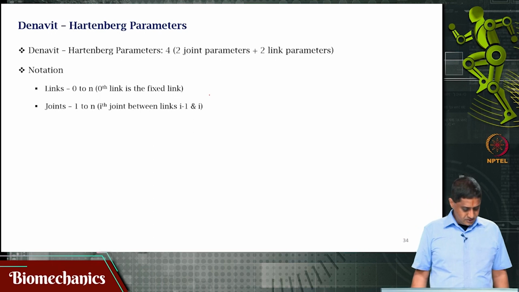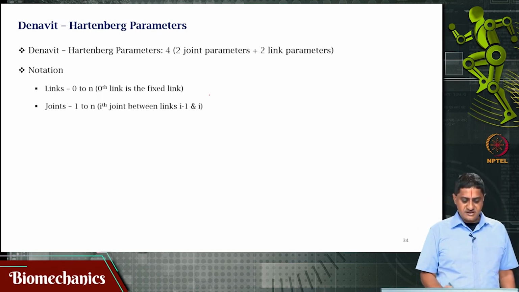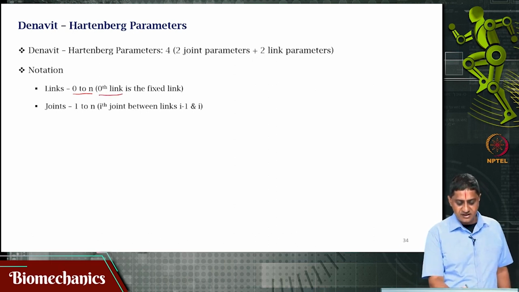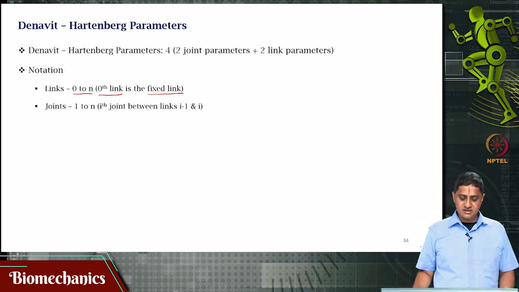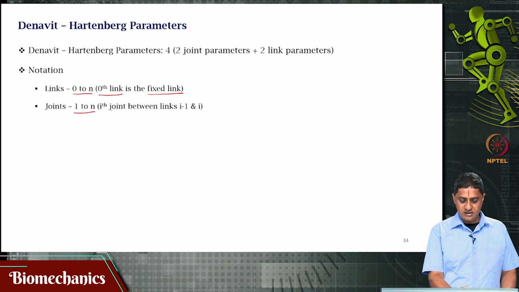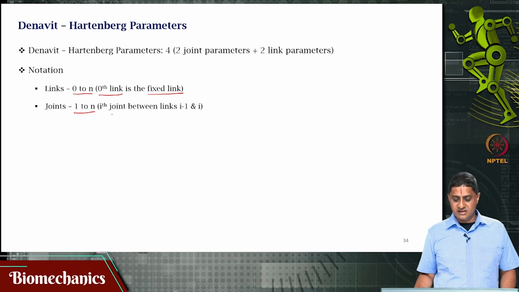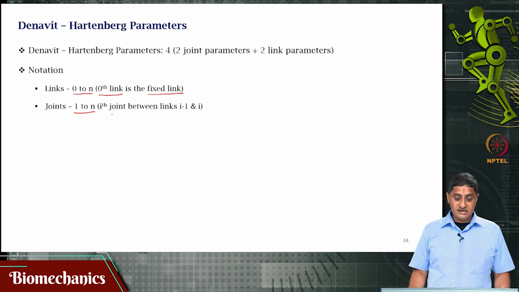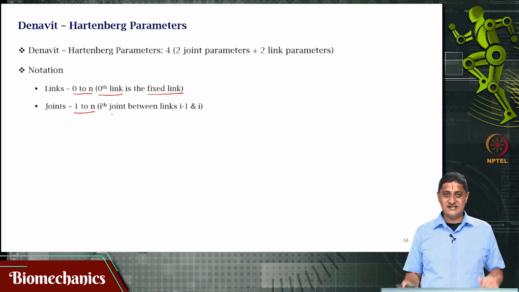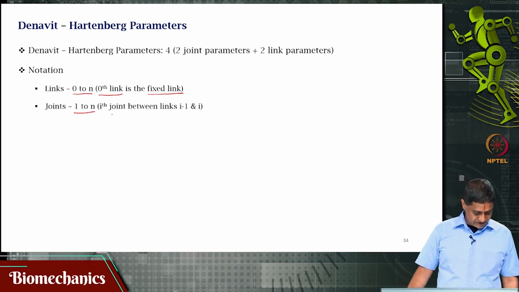And what is the notation? Links are always numbered from 0 to n, and the 0th link is the fixed link or the ground. Joints are always numbered from 1 to n. So, the ith joint is between links i minus 1 and i. Remember that link numbering starts from 0 whereas joint numbering starts from 1. That means the first joint is between the 0th link and the first link. Something to keep in mind.